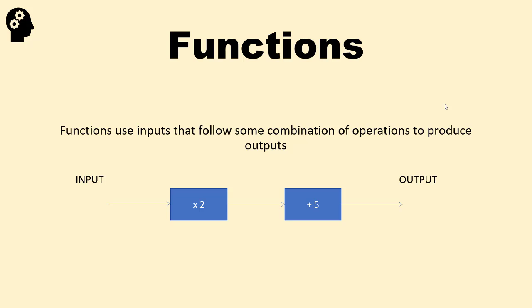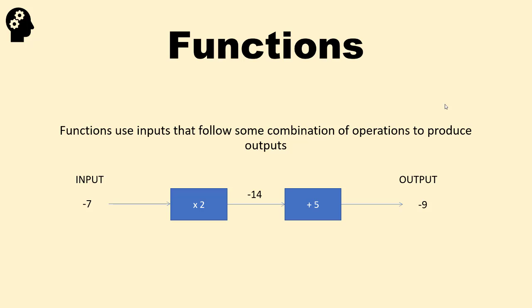So let's go ahead and input a number. So let's input 5. 5 times 2 is 10. 10 plus 5 is 15. So our input is 5 and output is 15. Let's input 8. 8 times 2 is 16. 16 plus 5 is 21. Let's go ahead and input a negative number. Minus 7 times by 2 is minus 14. Minus 14 plus 5 is minus 9.